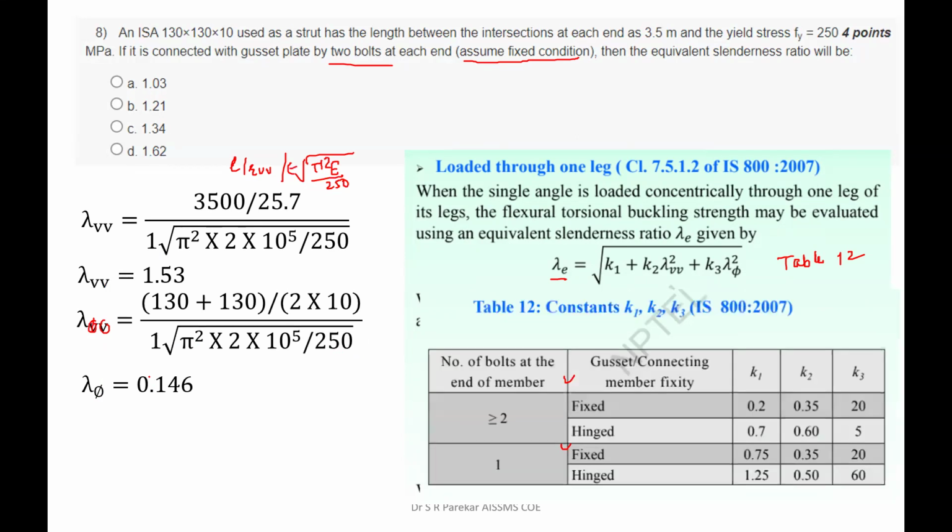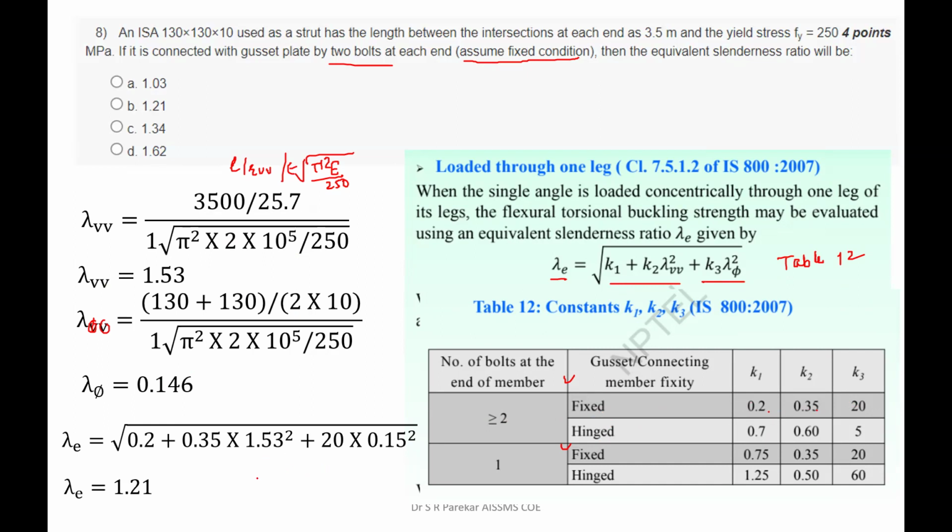Now substituting the values of K1, K2, K3: for 2 or greater than 2 bolts, fixed condition, we have 0.2, 0.35 and 20. If we put these values, the formula is K1 plus K2 lambda square VV plus K3 lambda phi square. Accordingly we have substituted these values, and that will give us lambda E, the equivalent slenderness ratio, as 1.21. So we have that option, which is B.